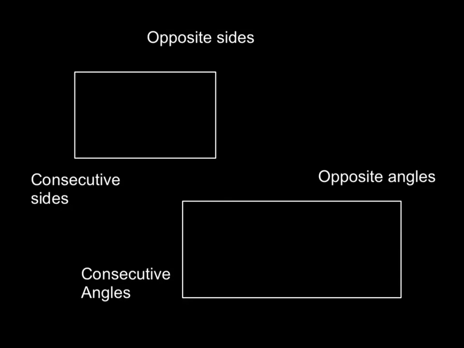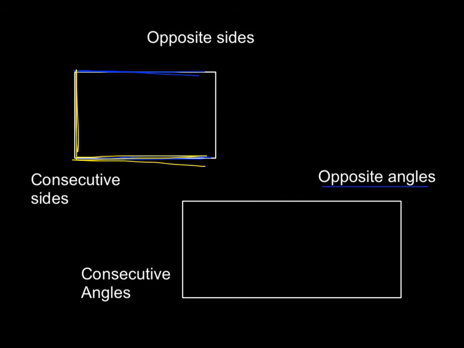Opposite sides are two sides that have no points in common. They are just across the shape. Consecutive sides are two sides that share a point. They kind of meet at an angle.